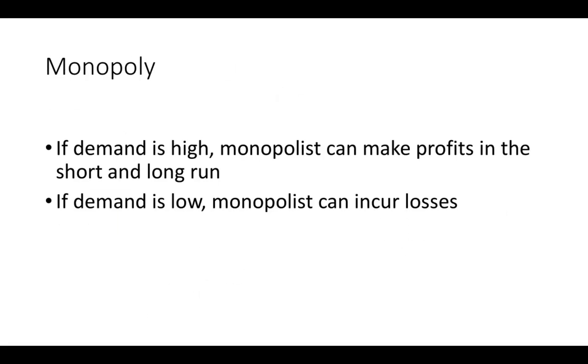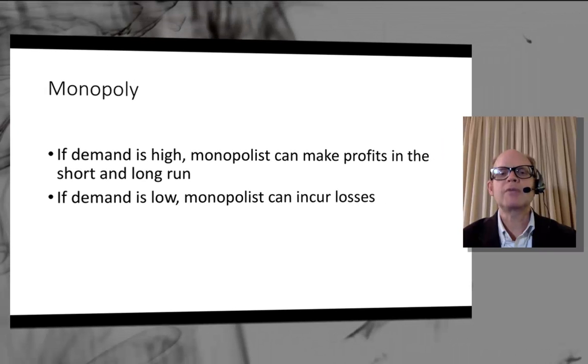So to wrap up this short video on monopoly, what did we learn? If demand is high, a monopolist can make profits in both the short and long run. And that's different than a perfectly competitive market. In perfect competition, there might be profits in the short run, but that would attract new entrants into the market. In monopoly, you have such high barriers to entry that there are no firms that can enter. So a monopolist can make profits in both the short and long run. But that doesn't mean a monopolist will always earn profits. If the demand for their product or service is low, a monopolist can incur losses.